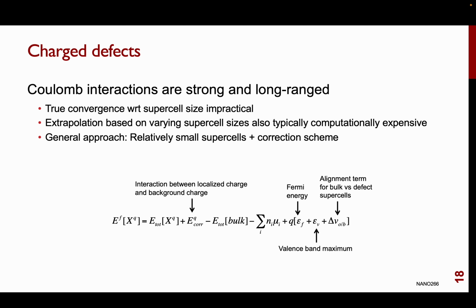That's also very expensive. The more general approach is that people use relatively small supercell sizes. They are still a reasonable size, but they then apply what is called a correction scheme to account for the effect of things like the Coulombic interactions and the alignment of the band structure of the bulk versus the defect supercells, and then they get the defect formation energy of the charged defect.